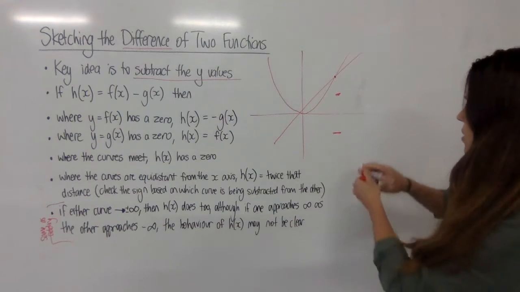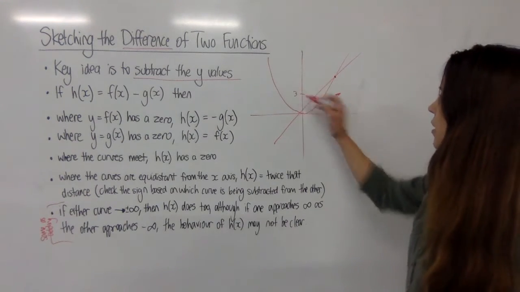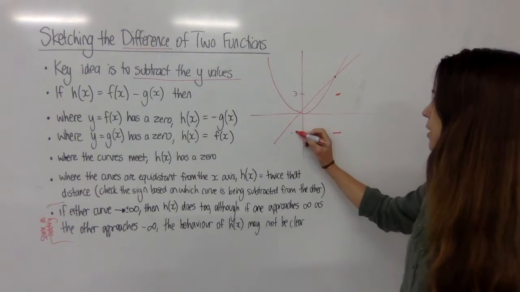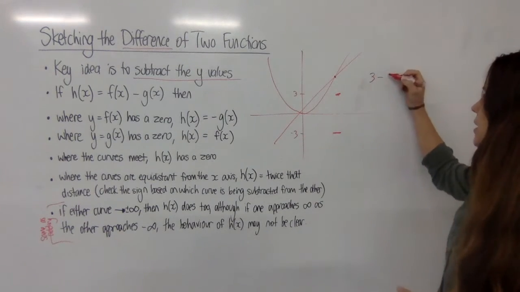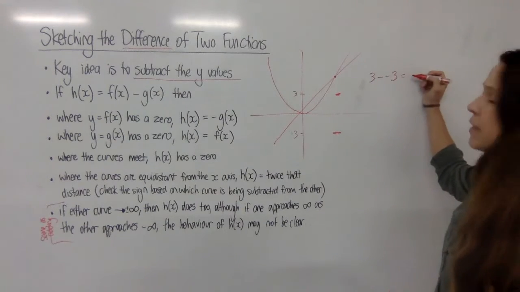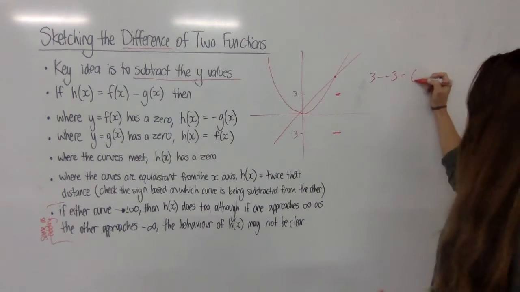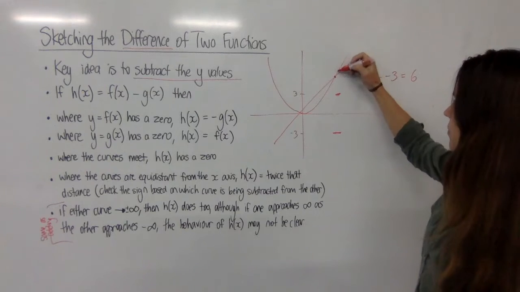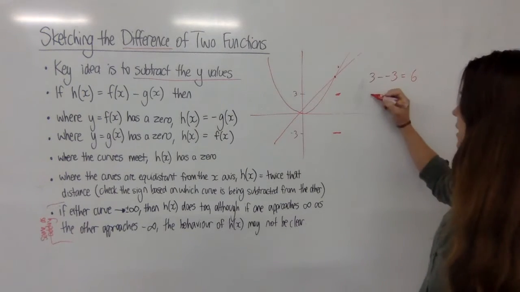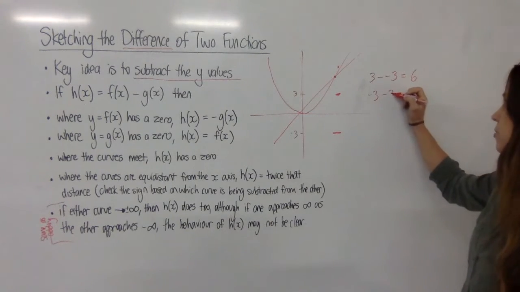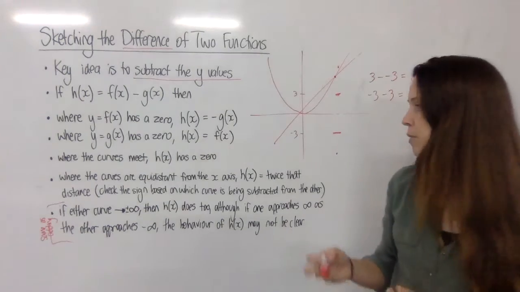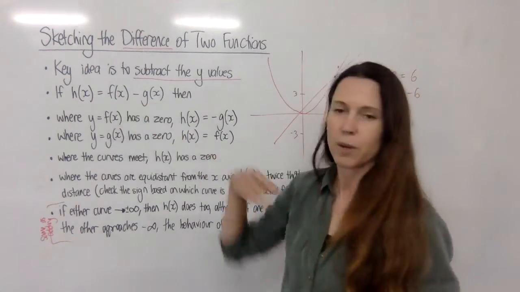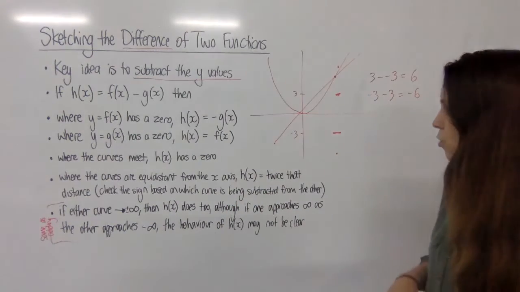And that makes sense because let's say this was a height of 3, and down here we had minus 3. Well, if we were doing 3 minus negative 3, that's the same as 3 plus 3, we would get 6, and so our curve would be up here somewhere. Whereas if we had negative 3 minus 3, that would give us negative 6, and we'd know that we're down here. So again, just be really careful which curve you're taking away from which, and it should all be fairly straightforward.